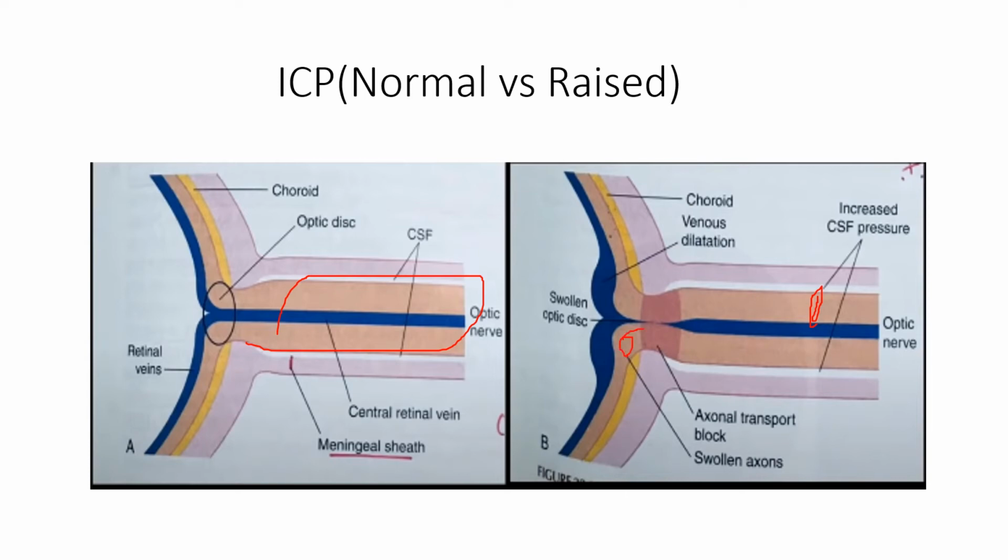The optic nerve head is swollen here, and the pressure is also transmitted to the central retinal vein, so the venous flow through the central retinal vein is also interrupted. For this there is also swelling of the vein, and this is venous distension. As a combination of venous distension and swelling of the optic nerve head, there is papilledema. Papilledema means disc edema due to raised intracranial pressure.